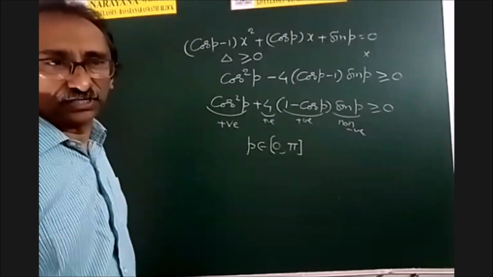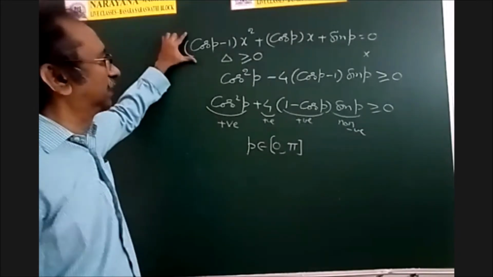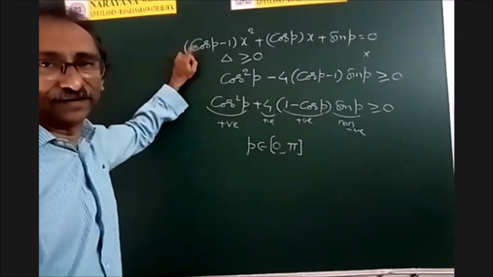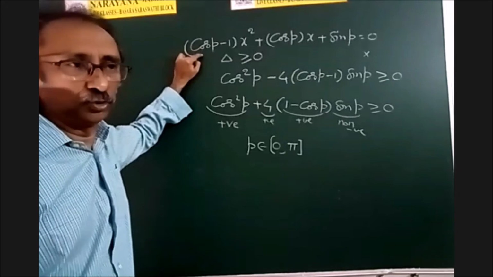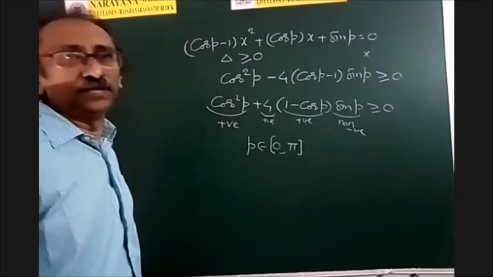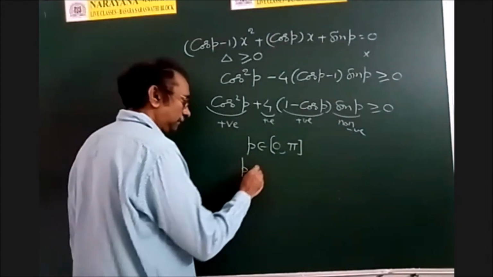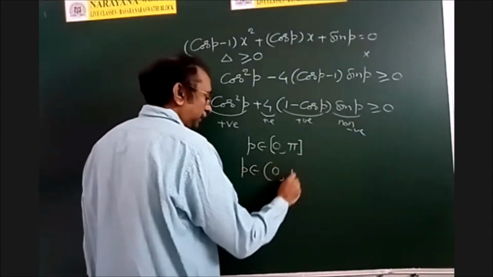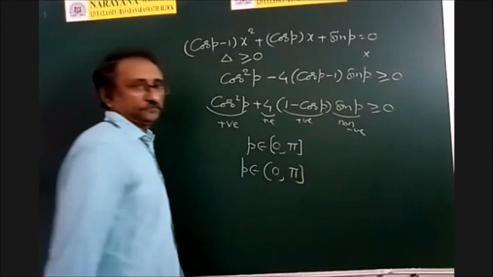That is a solution. But if P is equal to 0, this cannot be a quadratic equation. So if he insists that this is a quadratic equation, P should not be equal to 0. And therefore, P belongs to the open interval 0 to pi.